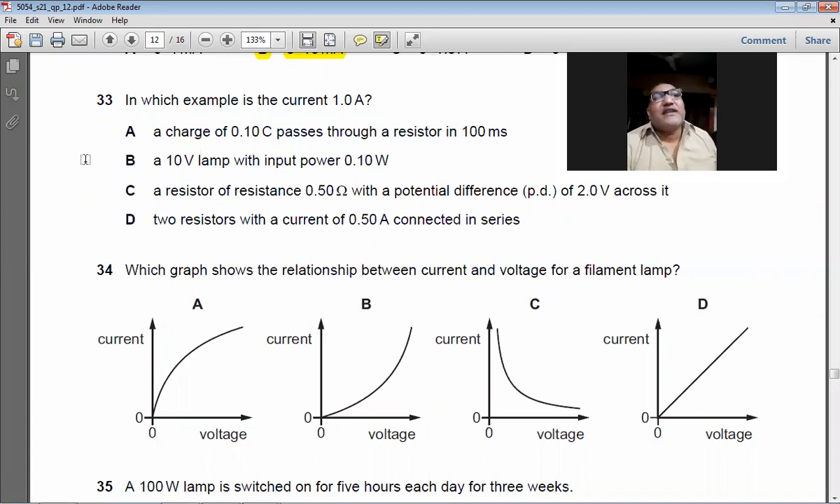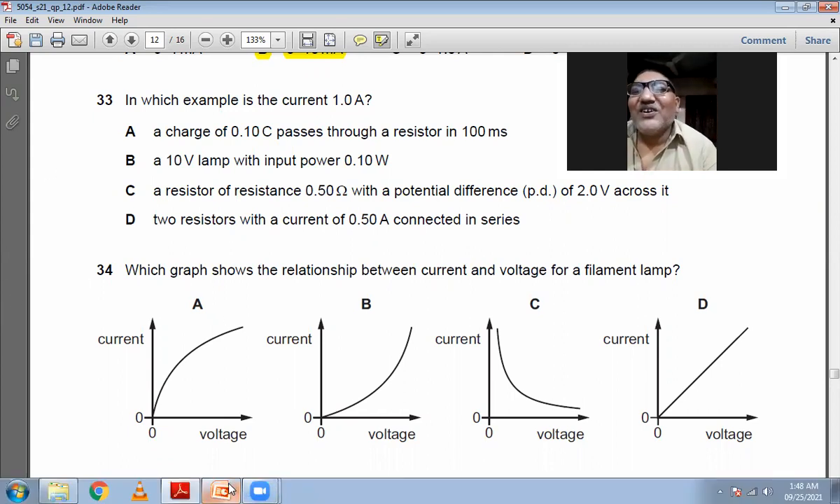A 10-volt lamp with input power of 0.10 watt. A resistor of resistance 0.5 ohm with a potential difference of 2 volt across it. Two resistors with a current of 0.50 ampere connected in series. D cannot be the option because the two resistors connected in series have the same amount of current flowing through them. So the current flowing through them is 0.50 ampere. So D cannot be the answer. D is rejected directly.